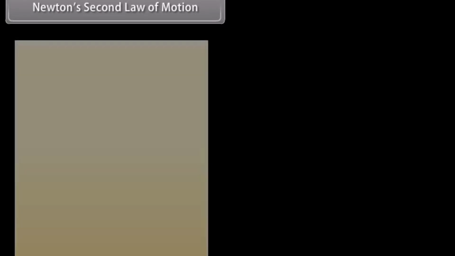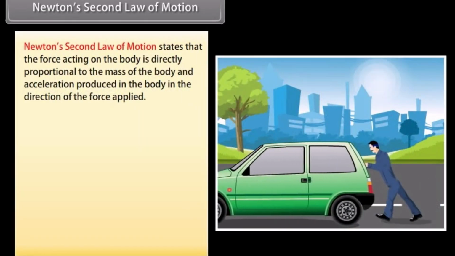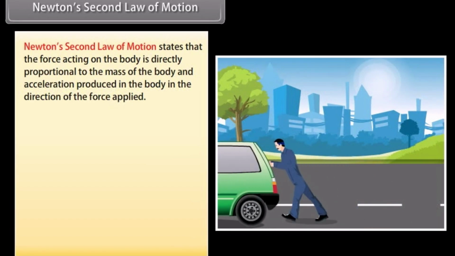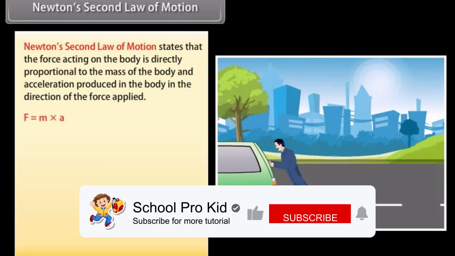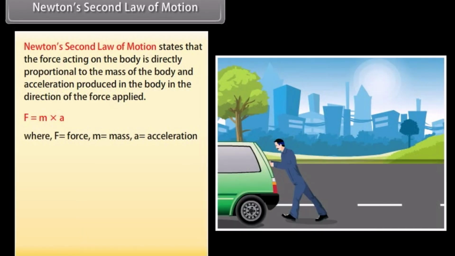Newton's second law of motion. Newton's second law of motion states that the force acting on the body is directly proportional to the mass of the body and acceleration produced in the body in the direction of the force applied. F is equal to m into a, where F is equal to force, m is equal to mass, a is equal to acceleration.